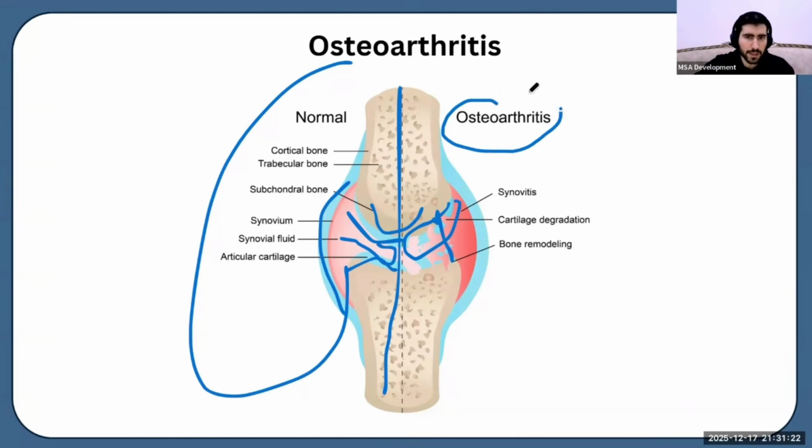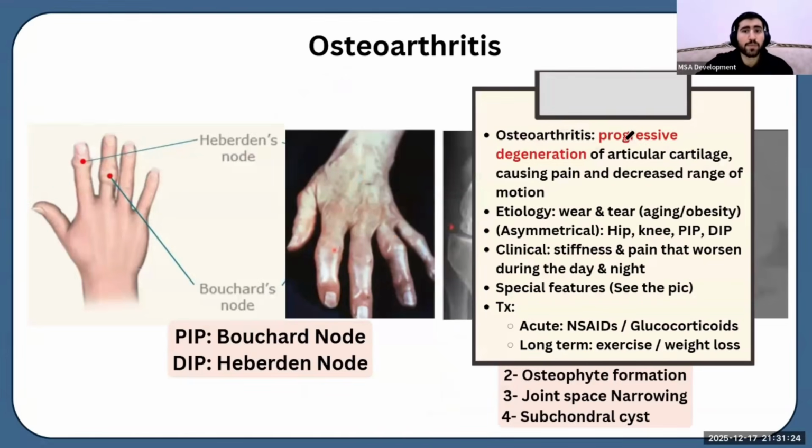And that's osteoarthritis. So osteoarthritis is progressive degeneration. It doesn't happen suddenly. It's because we are using the joint every day. So it's progressive degeneration of the cartilage causing pain and decreased range of motion. What's the etiology? It's wear and tear. When we age and when we are obese, we are overusing these joints, destroying the cartilage, and that causes osteoarthritis.